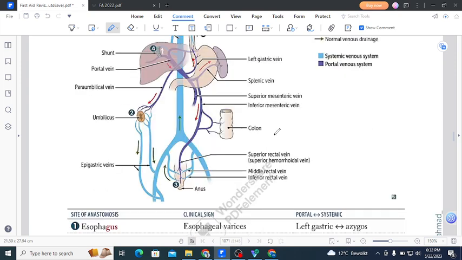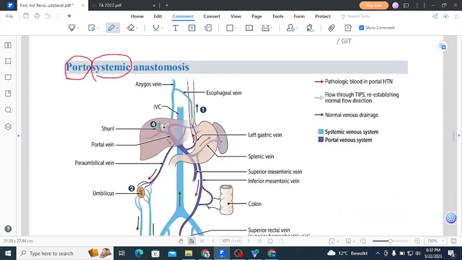So whenever there is some problem with this pathway, like the liver is not functioning properly, there is going to be an increased pressure in the portal system. There are certain points in the body where there is a direct connection between the portal venous system and the systemic venous system. And whenever there is portal hypertension, in those particular situations, the portosystemic anastomosis becomes dilated, right? So we'll see the three main points.